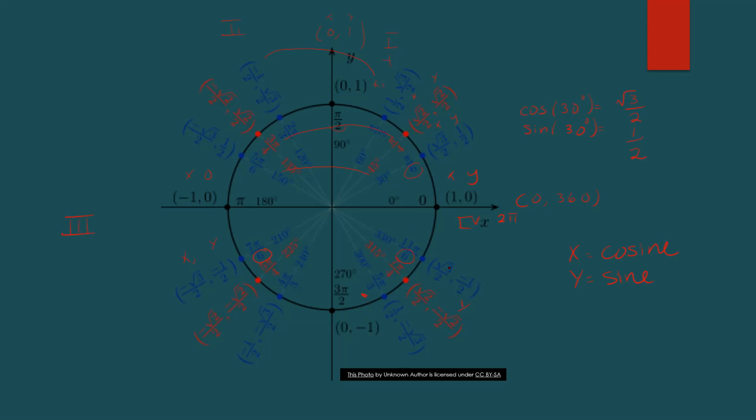Okay, so that's pretty much it. You have to somehow memorize this whole thing, because you just have to remember this stuff. There's no trick to memorizing pi over 6 and 5 pi over 6. You just have to memorize this.